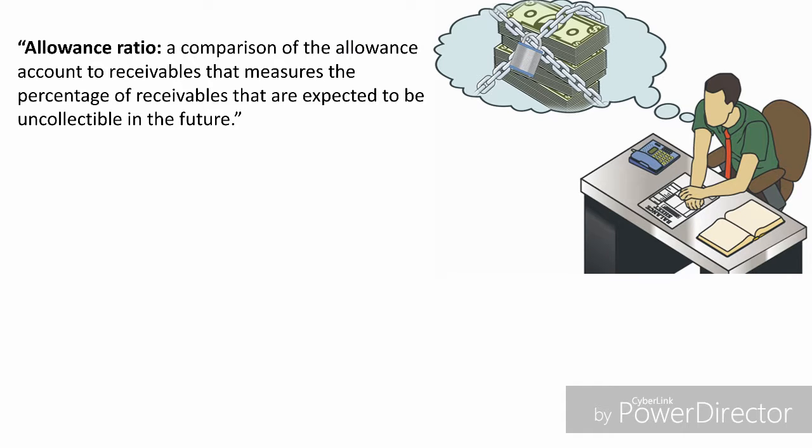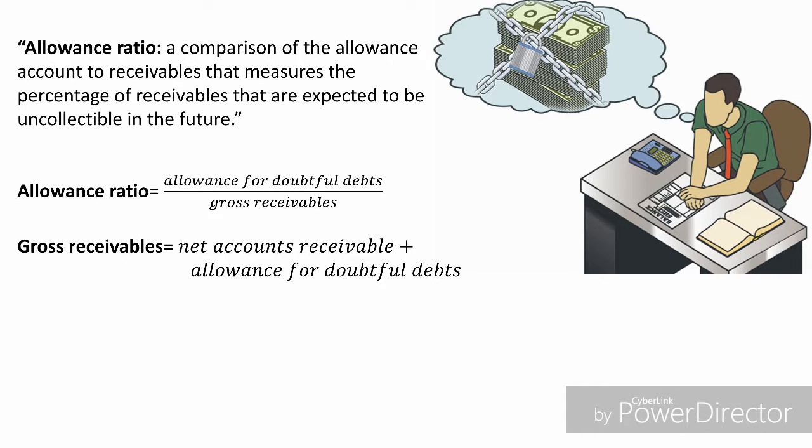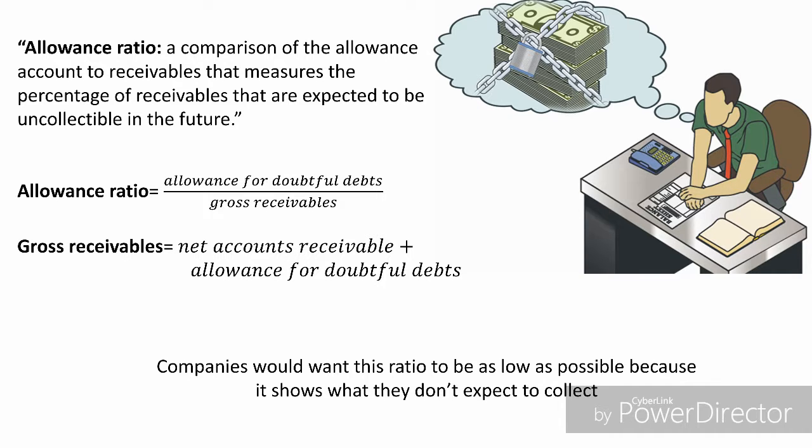The allowance ratio is a comparison of the allowance account to receivables that are expected to be uncollectible in the future. It is calculated by dividing the allowance for doubtful debts by gross receivables, where gross receivables is the sum of net accounts receivable and allowance for doubtful debts. Generally, companies need the allowance ratio to be as low as possible because it shows what they do not expect to collect.